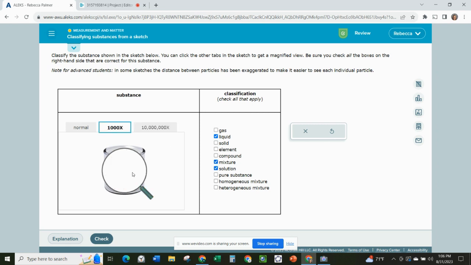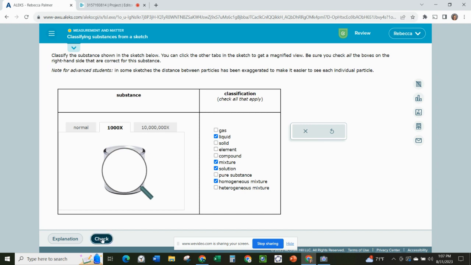And the reason I'm going to do that is because if I look back here, there's no floaty things in there. It all looks really uniform on the 1,000 times scale. So it is a solution when it's all mixed together really well. Everything's really well dispersed and you can see through it. It's not a pure substance because there's two different things going on, or you could even say three different things going on. And then this is going to be a homogeneous mixture because everything is mixed really, really well together. On this one, you can't distinguish between where things are. So that is my reasoning for this one.